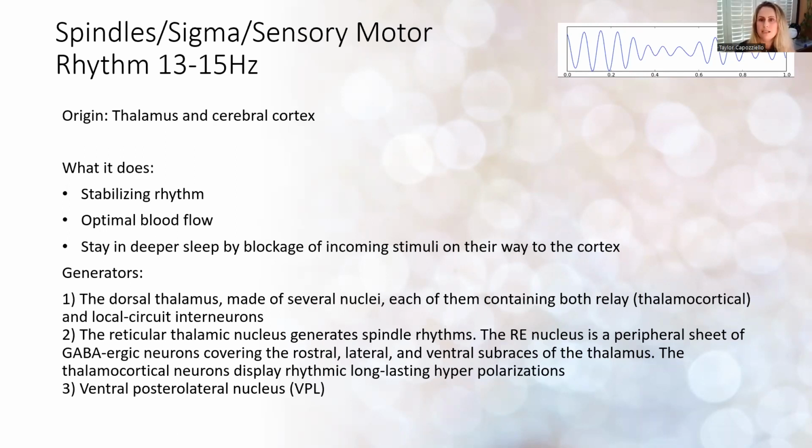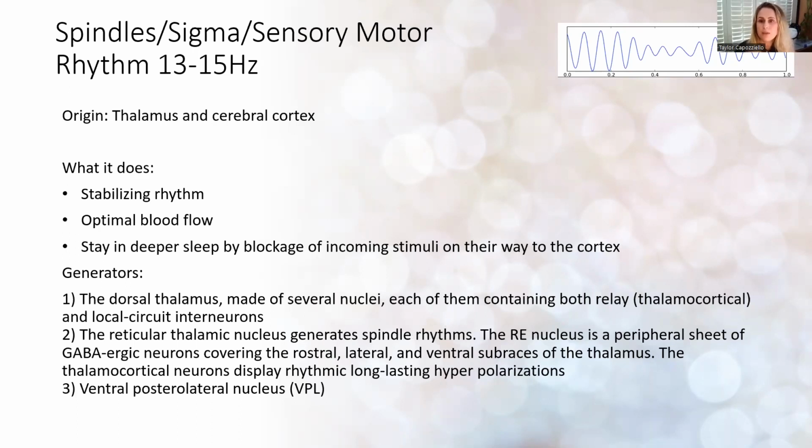The reticular nucleus is a purple sheet of GABAergic neurons covering the rostral, lateral, and ventral surfaces of the thalamus, and the thalamocortical neurons display rhythmic, long-lasting hyperpolarizations. And finally, the ventral posterolateral nucleus, VPL. And this is from Niedermeyer. The reticular nucleus is the pacemaker for sleep spindle oscillations.